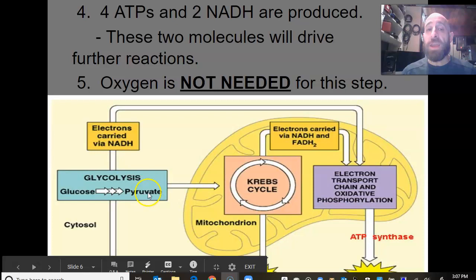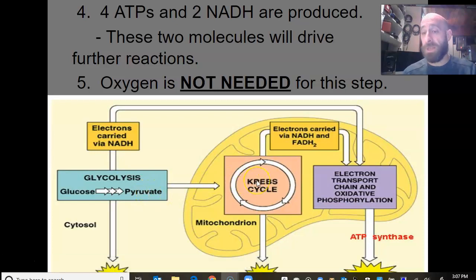And then that pyruvate is going to go into the next step to make the energy, but it does cost 2 ATP. It makes 4, so you get a little ATP out of it, you get something out of it, but it does cost a little bit to get it started, and it does not require oxygen.